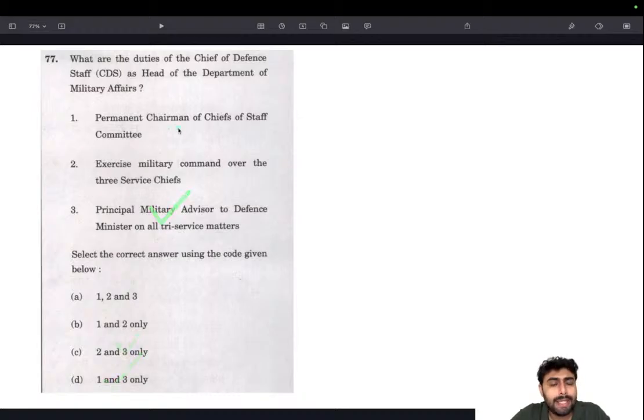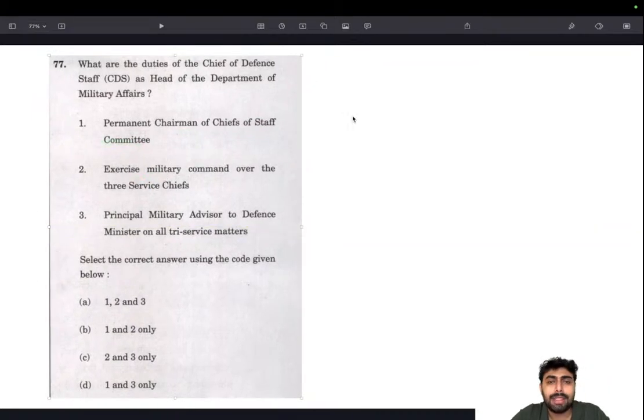Whether the CDS is permanent chairman of Chief of Staff Committee, maybe. Exercise military command over 3 service chiefs. This is the explicit criteria that was given, because when the office of Chief of Defence Staff was created, there was a lot of controversy and apprehension regarding bestowing such a power in the hands of the military, as in having a command over the three service chiefs or the 3 services was the major concern. The government clarified that CDS won't be having any military command over the 3 service chiefs. That is, the CDS won't have a military command over Army, Navy or the Air Force. So those commands will be vested with their respective chiefs of staff. So that's very important, and this is very crucial.